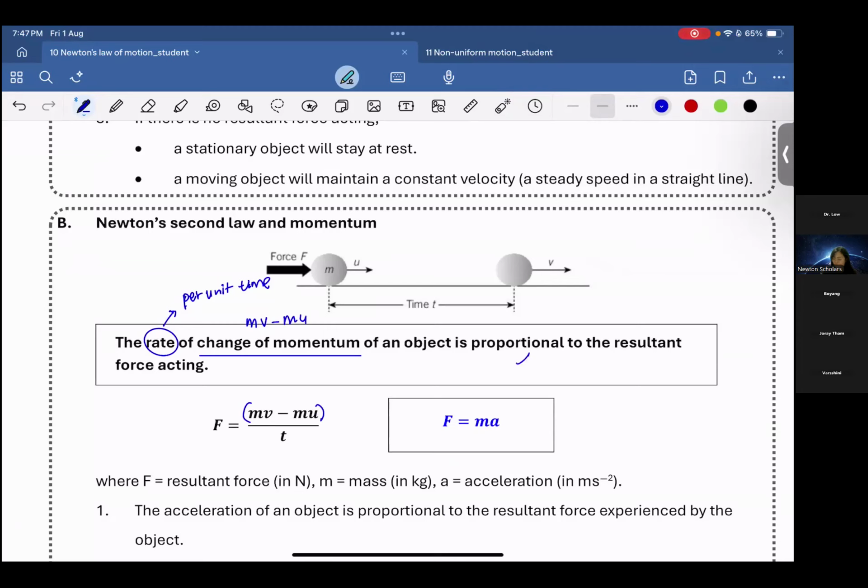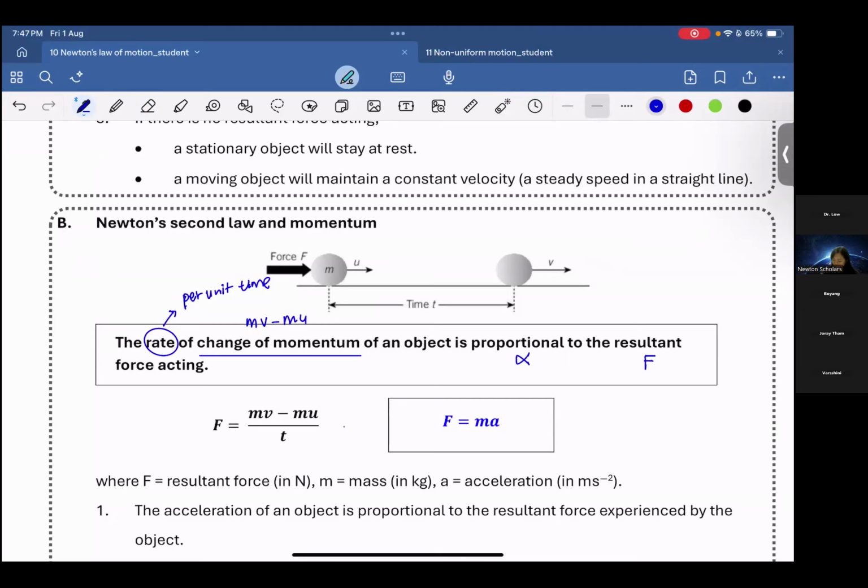So this is directly proportional to the resultant force. That's why we get this formula: F equals mv minus mu over t. So this is Newton's second law, which says that the force is directly proportional to the rate of change of momentum. So if your change of momentum increases, then your force increases.